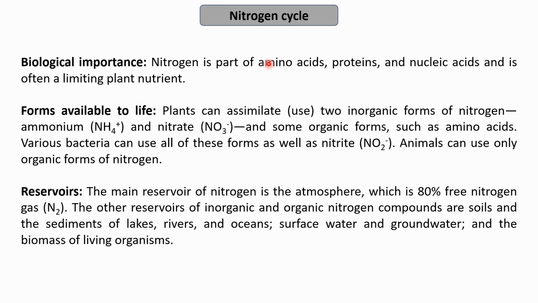Animals can use only organic forms of nitrogen. Therefore, the conversion of these inorganic forms of nitrogen, like ammonium, nitrate or nitrite, into the organic form is required to be used up by the animal.